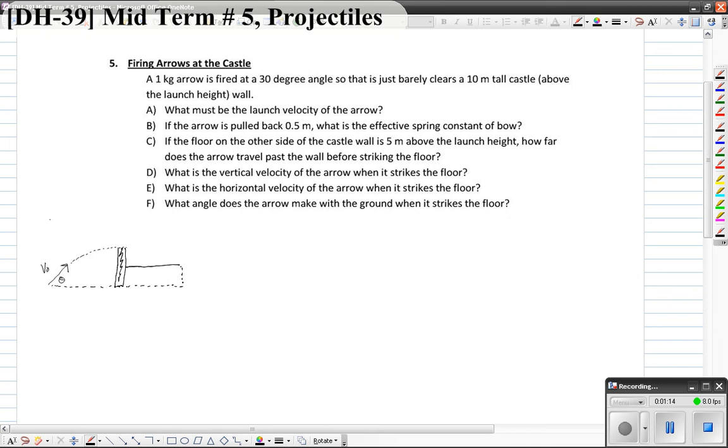The key idea here, though, is that we're going to break it into a part 1 and part 2. And if you can understand everything that's going on in this problem, you'll certainly understand anything I'm going to ask you in projectile motion and anything that most people would ever want to ask you about projectile motion.